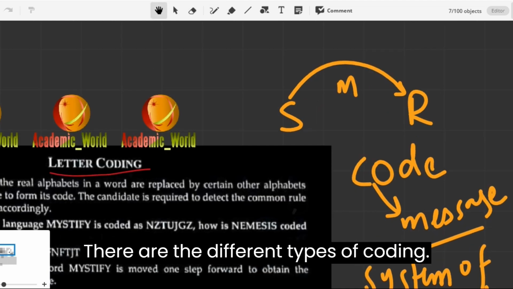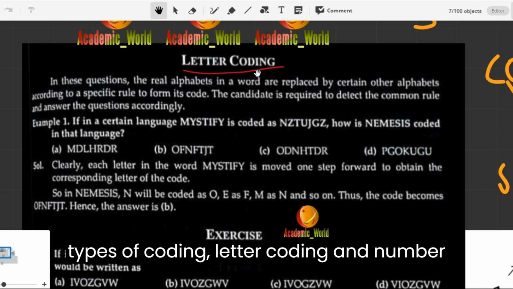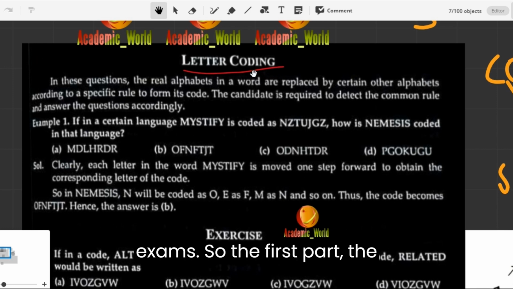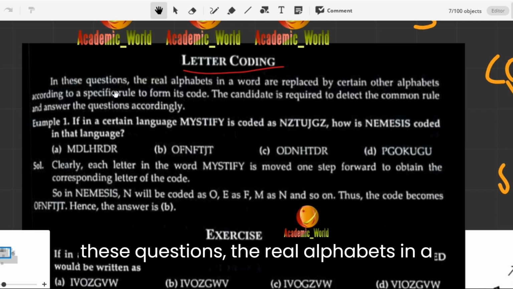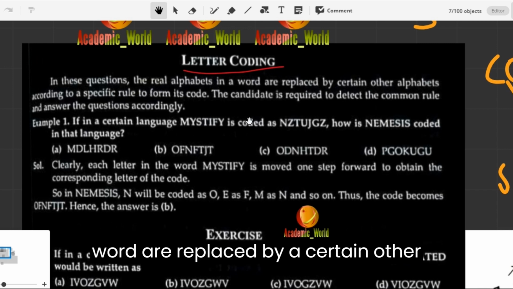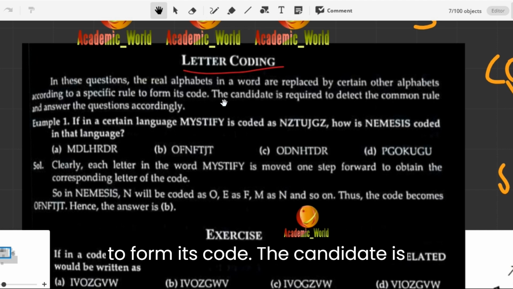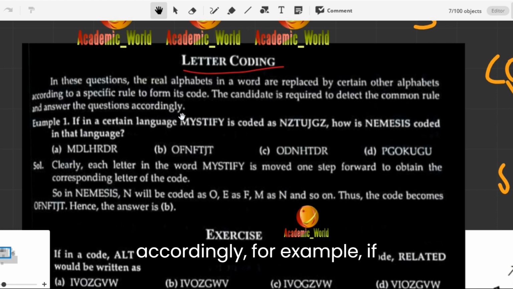There are different types of coding, and normally the two major types, letter coding and number coding, are included in the exams. So first we are going to do letter coding. In this question, the real alphabets in a word are replaced by certain other alphabets according to a specific rule to form its code.